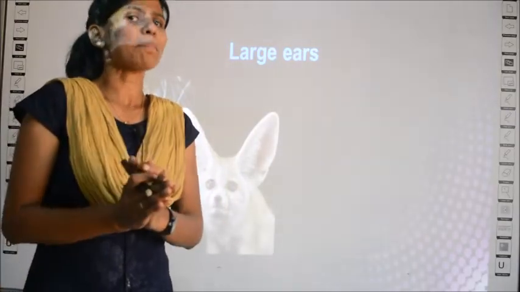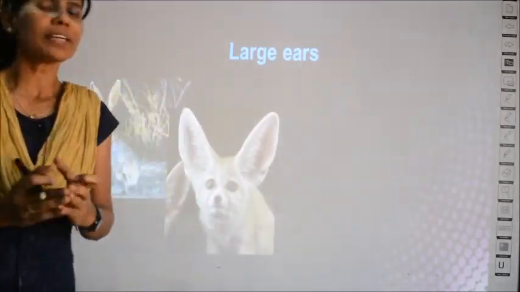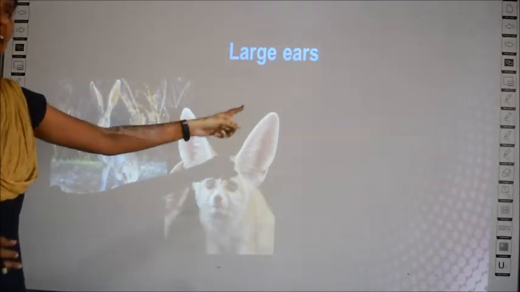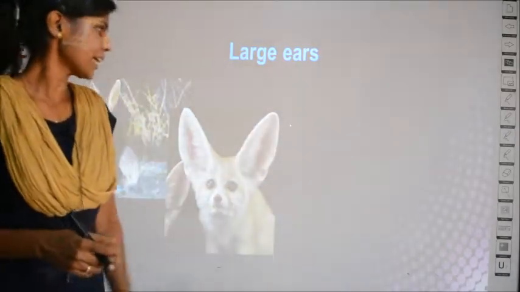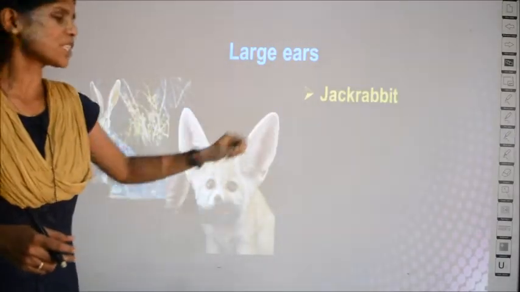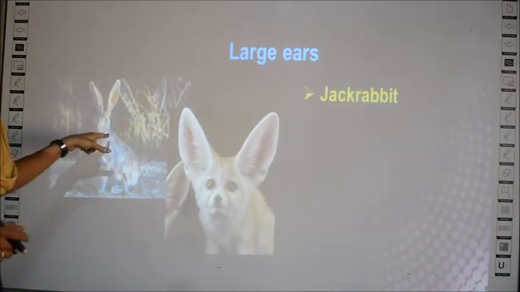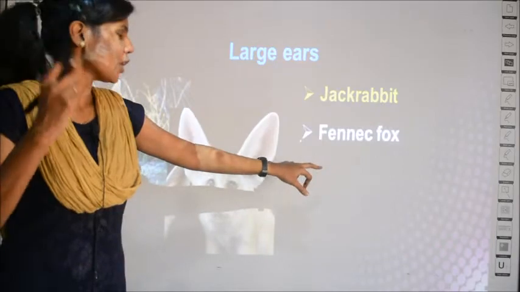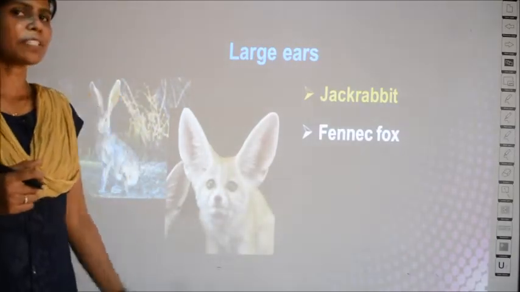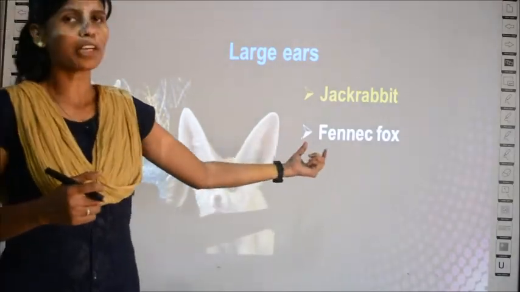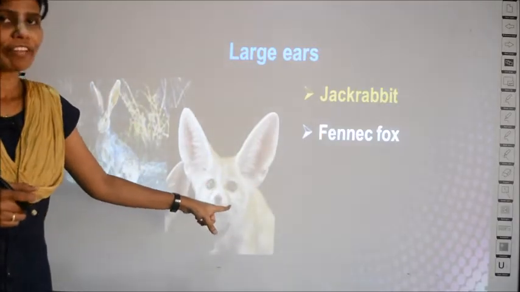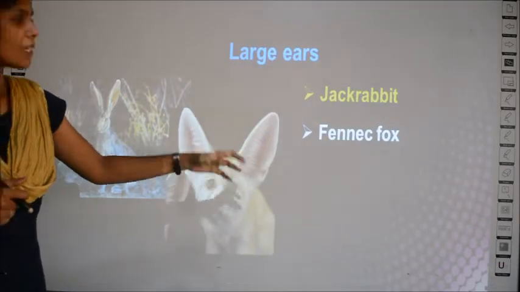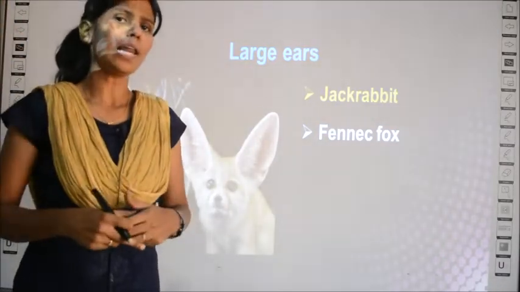The third adaptation in desert animals is the presence of large ears. See these two animals, can you see very large ears? So what are the names of these two animals? One is called jackrabbit. It is a type of rabbit with very long ears, and the next is a type of fox called fennec fox. So jackrabbit and fennec fox are those which have very long ears.